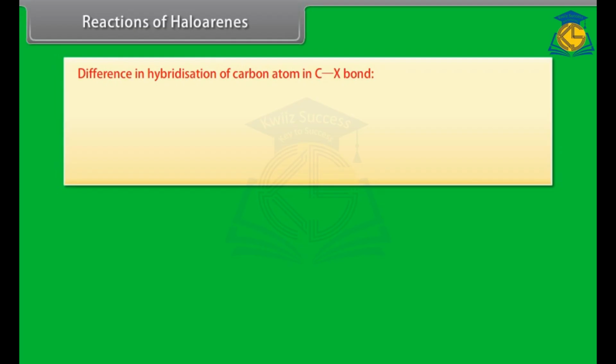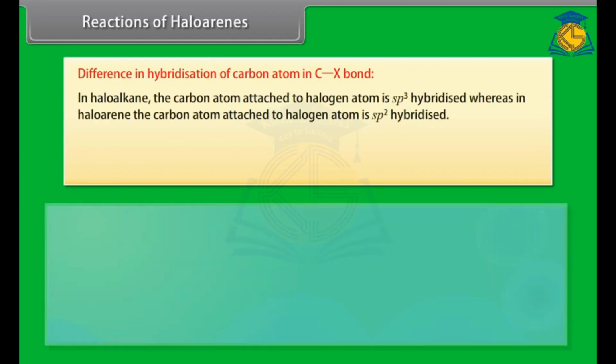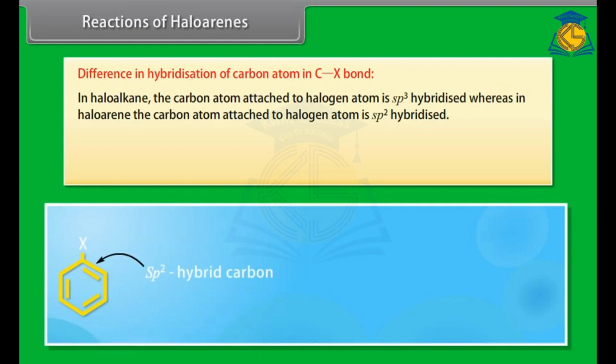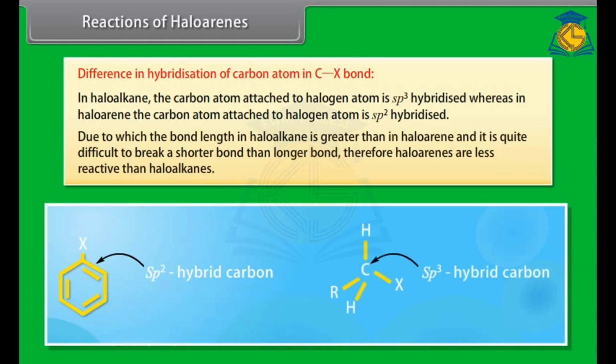Difference in hybridization of the carbon atom in the C-X bond. In haloalkane, the carbon atom attached to the halogen atom is sp3 hybridized, whereas in haloarene, the carbon atom attached to the halogen atom is sp2 hybridized, due to which the bond length in haloalkane is greater than in haloarene, and it is quite difficult to break a shorter bond than a longer bond. Therefore, haloarenes are less reactive than haloalkanes.